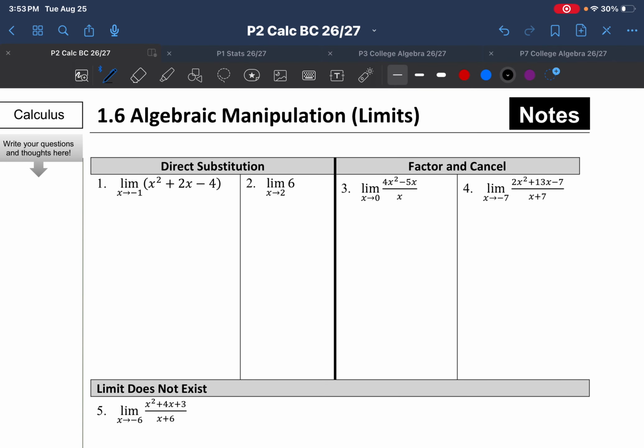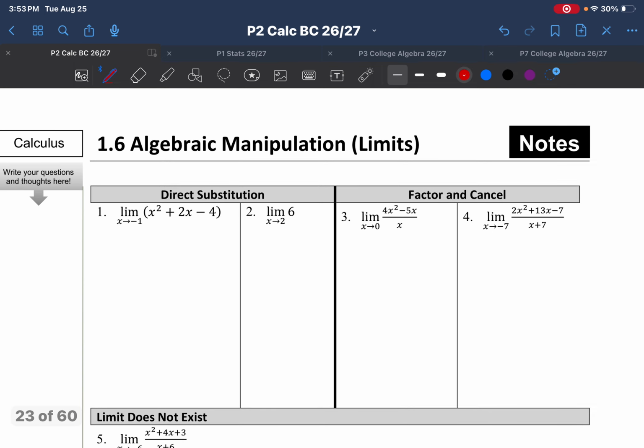Okay, this is notes 1.6, algebraic manipulation. So this is for limits. So before we start this, we need to recall the following. If we have 0 divided by a number, this is 0. If we have a number divided by 0, this is undefined. Okay, but if we have 0 divided by 0, this is called an indeterminate.